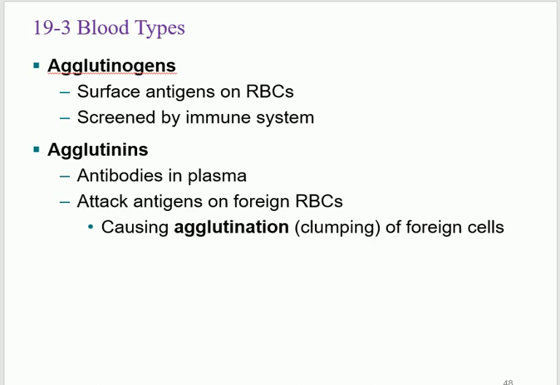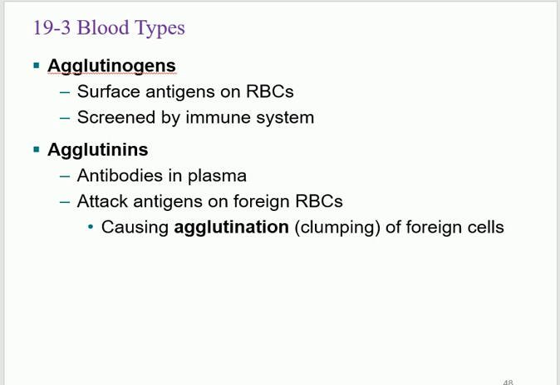O positive, you can get the O positive, and you can get the negative. If you're negative, you only get the negative, because if you get the positive, you're going to fight it. Clear? Is that clear? Okay. These surface antigens that I talked about, it's called agglutinogen.